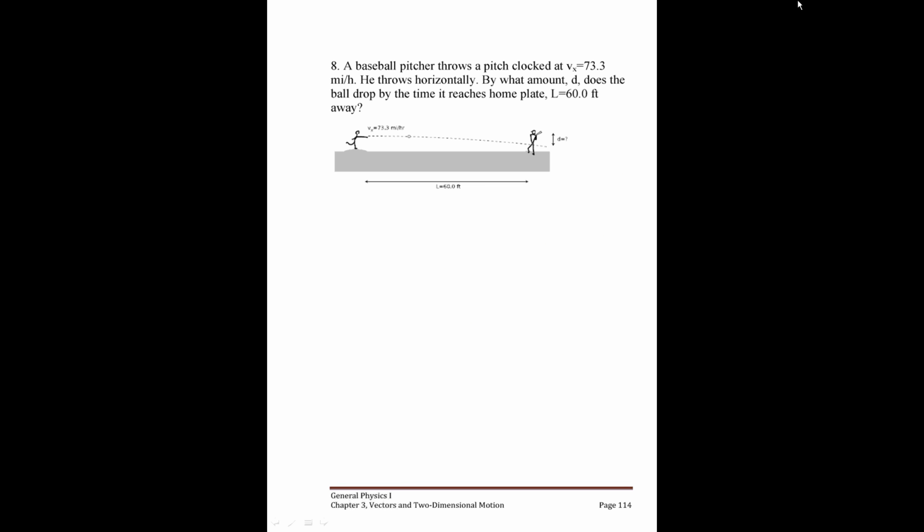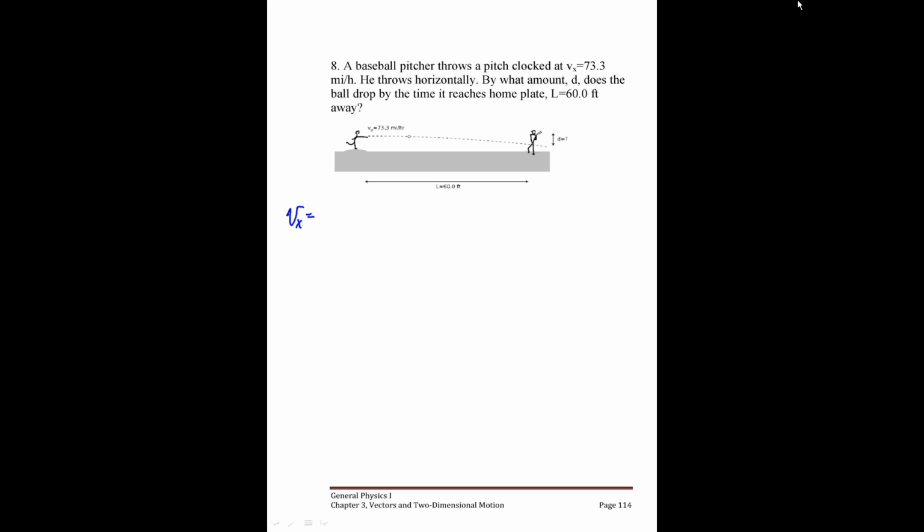All right, a baseball pitcher throws a pitch clocked at 73.3 miles per hour. He throws it horizontally. That means that the velocity in the x direction is going to equal the initial velocity. By what amount d does the ball drop by the time it reaches home plate, which is 60 feet away? Now, we need to make some conversions here, so let's just convert everything to meters or meters per second.